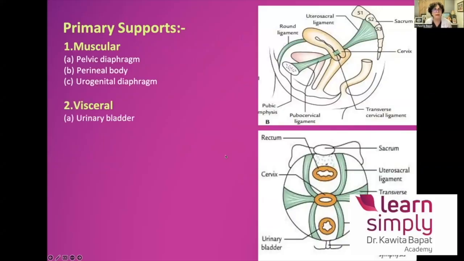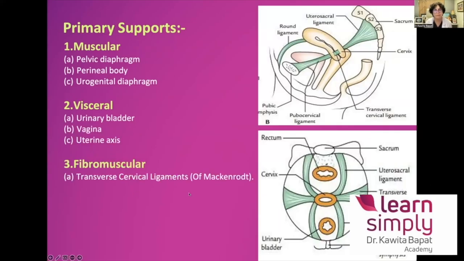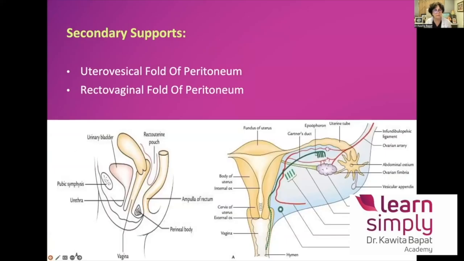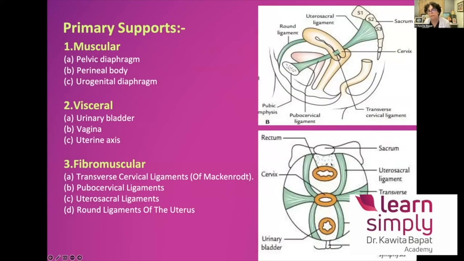The visceral supports are the urinary bladder in front and the vagina and uterine axis. Because of that uterine axis, again, that is a support. And then the fibromuscular supports: there are the Mackenrodt's or transverse cervical ligaments, pubocervical ligaments, uterosacral ligaments, and round ligaments of the uterus. I'm just showing over here that this is the rectum, this is the cervix, this is the urinary bladder. We can see this is the transverse ligament, and the uterosacrals go towards the rectum, and towards the urinary bladder is the pubocervical. These are all paired, and that's the important support.